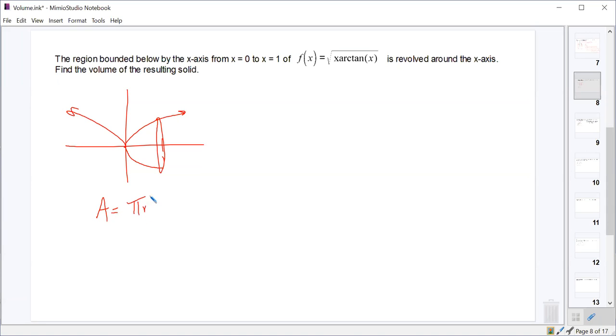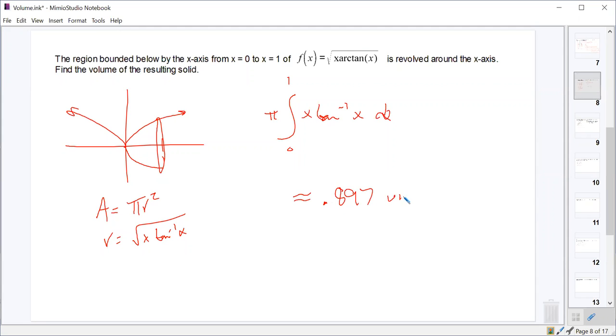And your area, once again, was pi r squared with r equal to the square root of x inverse tangent x. So you had pi times an integral from 0 to 1 of x inverse tangent x dx. Is that what you all set up? Yep. And what'd you get as your answer? 0.897. Perfect. 0.897 units cubed. And should be good.